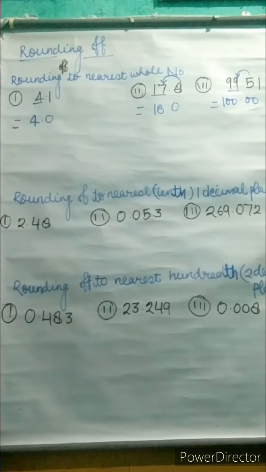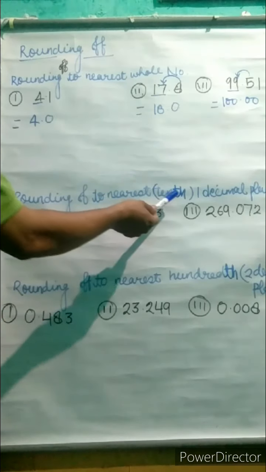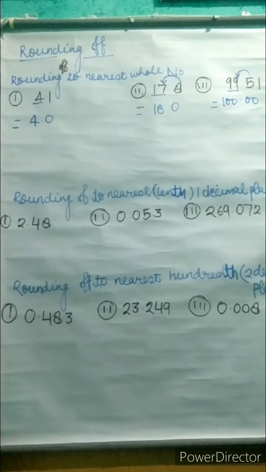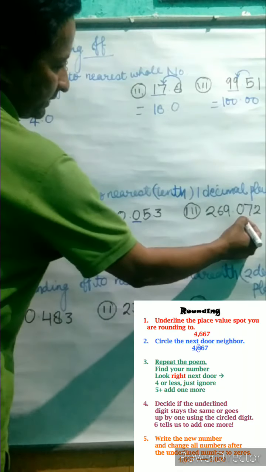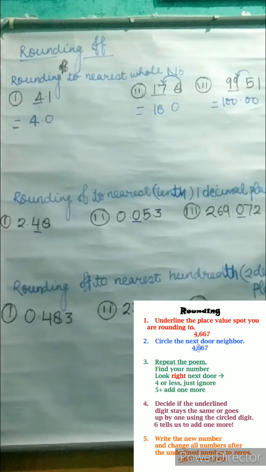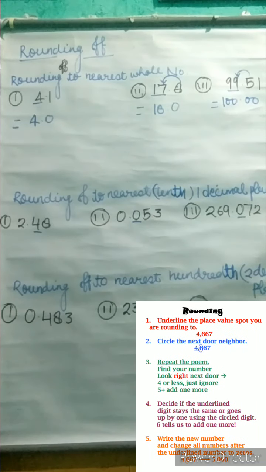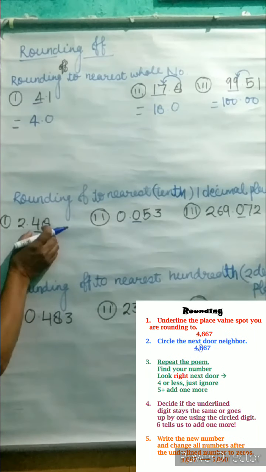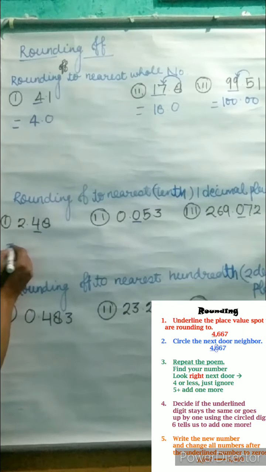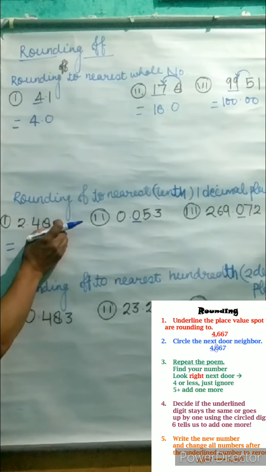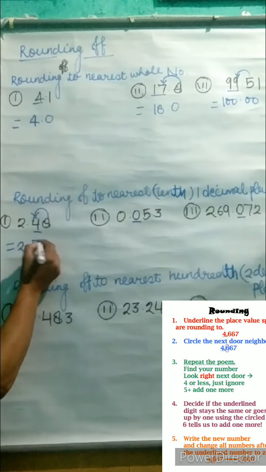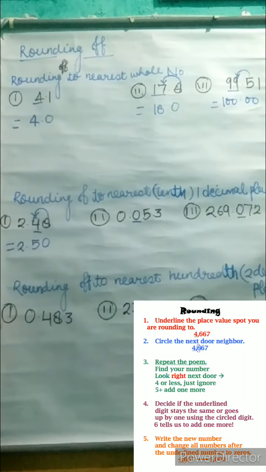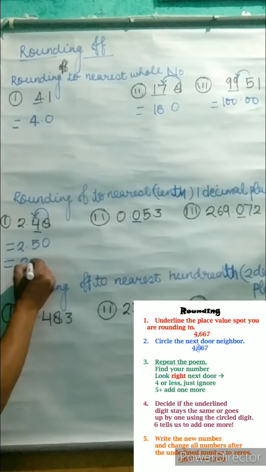Now a few more questions. Rounding off to the nearest tenth. Nearest tenth means the first decimal place. So here you can see after the decimal, the first place is this. In this, the first place is this. In this, the first place is this. What we will do is underline the first places. After this, we will see the place after the first decimal. The place after the first decimal is 8, which is more than 5. You will add 1 here, and it becomes 2.5. The rest of the places will become 0. So the answer is 2.5.